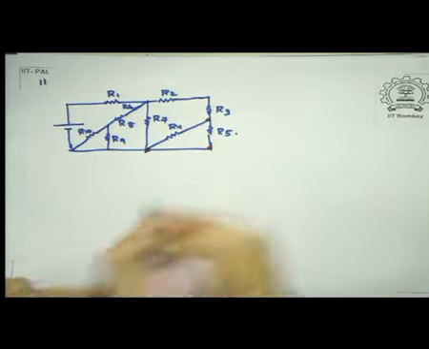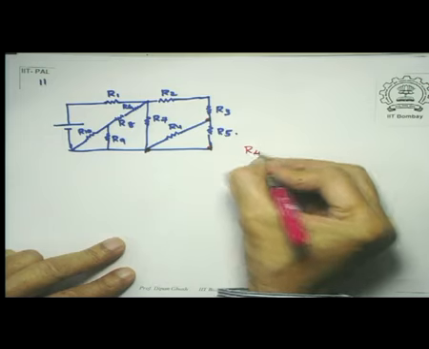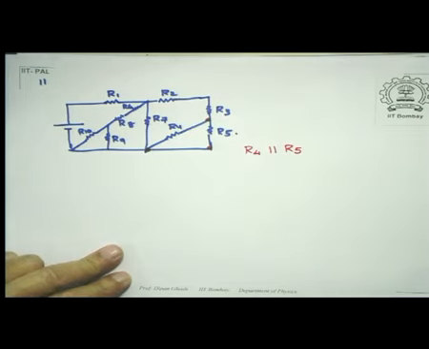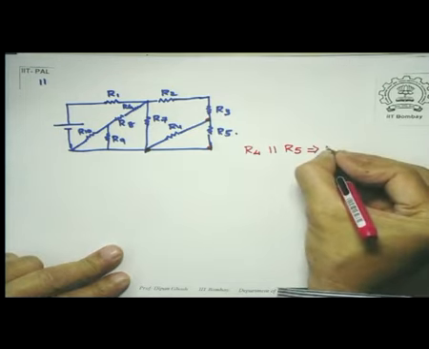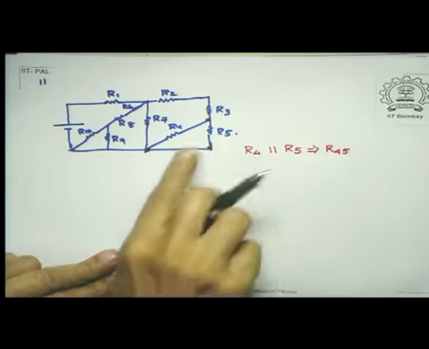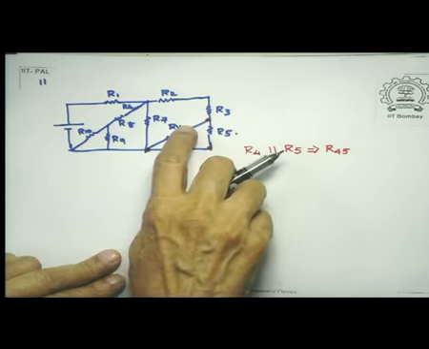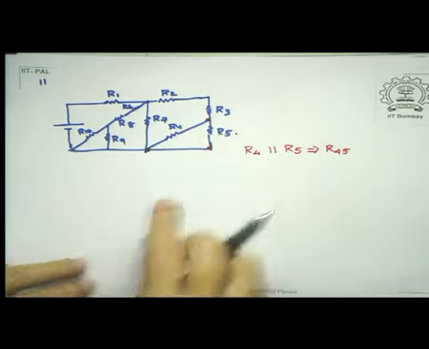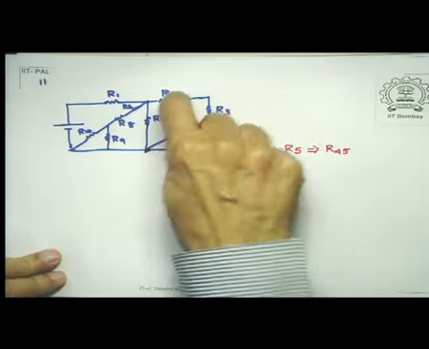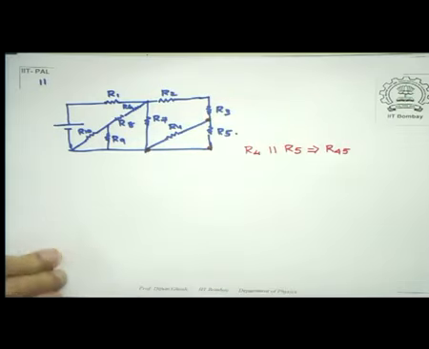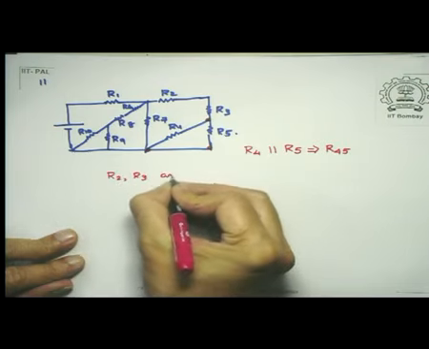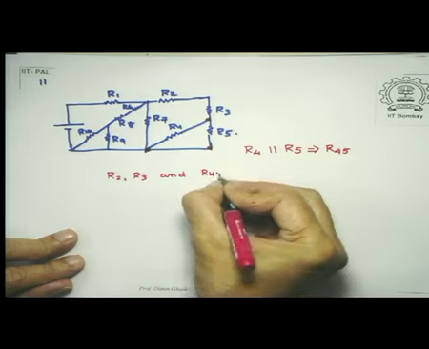So, let us write down R4 parallel to R5. Let us denote their equivalent resistance to be R45. So, I will remove this section and put a R45 there. Now, the moment I have removed this section and put a R45 there, I notice R2, R3 and R45 are in series. So R2, R3 and R45 are in series.